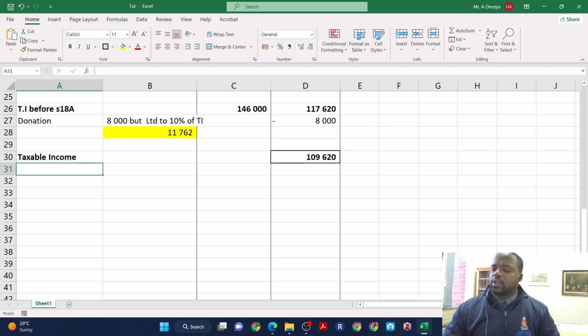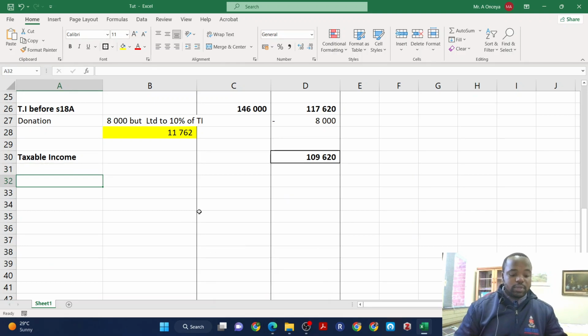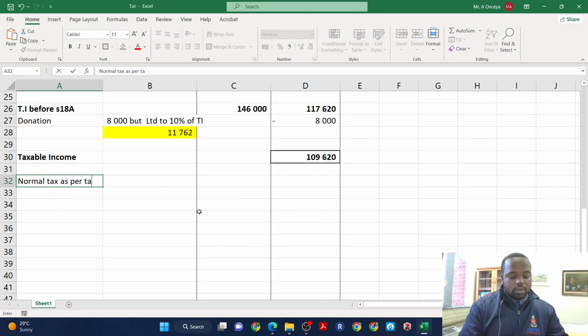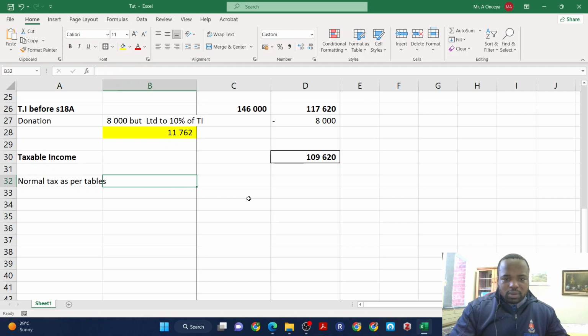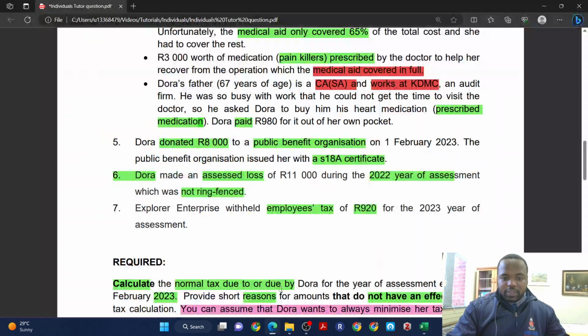Okay, sorry about that, guys. Now you are in a position to essentially calculate your normal tax as per the tables, right? That's the next step. Normal tax as per tables. Okay, I don't want to do that. So we calculate it, and then we first check our thing.